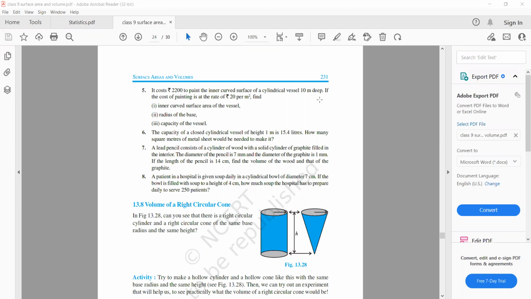Now 7th. A lead pencil consists of a cylinder of wood. Okay, that I think I can take in the next class. So 6th and 7th, please complete.